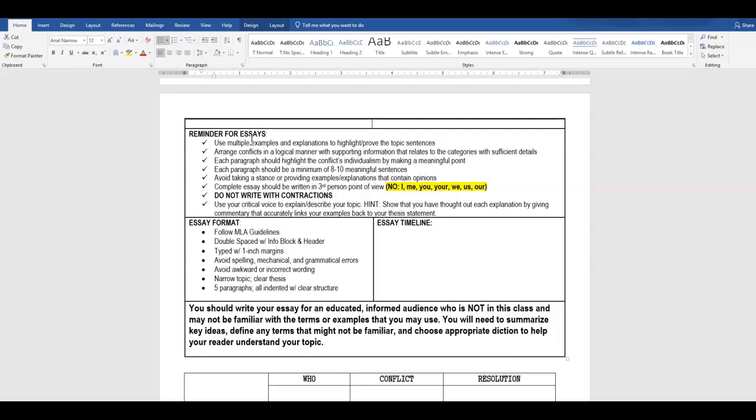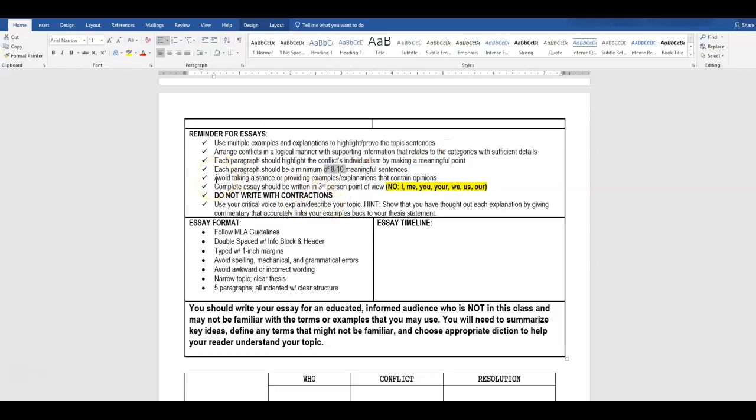With number 4 and number 5, you have to make sure, to prove something, you have to use multiple examples and explanations. That takes more than one sentence. So if you get to your paper and you only have one sentence there, then you already know you've messed up. Arrange the conflicts in a logical manner. That means your body paragraphs 1, 2, and 3 should be in order of how they happen in the story. Each paragraph should highlight the conflict's individualism. Each paragraph, even the introduction and conclusion, must be 8 to 10 meaningful sentences.